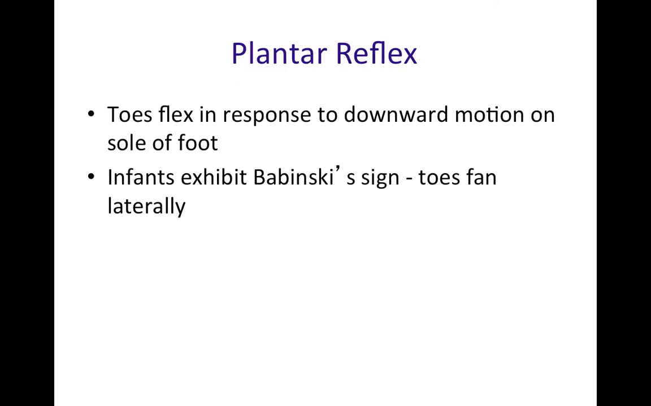The plantar reflex, when you have a downward motion on the sole of your foot with your finger, the toes should flex in response to that motion. You try to get away. Or at least I think that way. I'm very ticklish. Infants will exhibit the Babinski sign, though. Their toes fan out, but that reflex will eventually go away, and the toes will eventually flex in response to that motion.